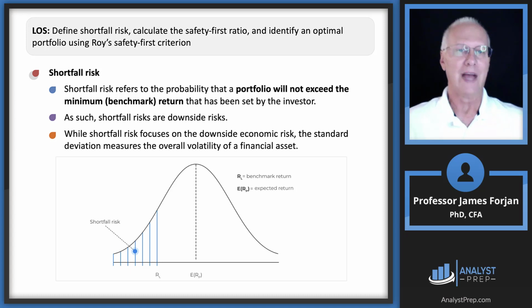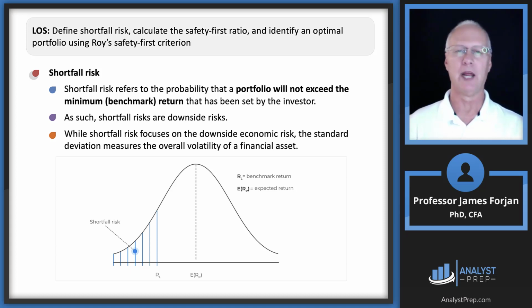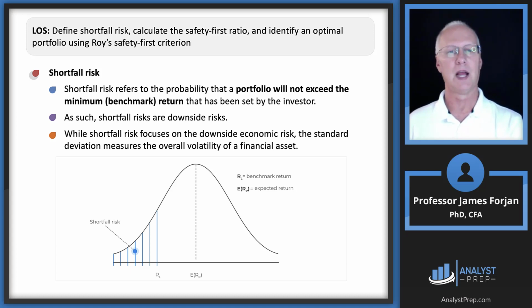So this LOS asks us to define shortfall risk, safety first ratio, and goes back to Roy's safety first criterion. And I'm so glad that this is known as Roy's safety first criterion. You'll hear me talk about Harry Markowitz and his efficient frontier many, many times throughout lots of these recordings. And when Harry Markowitz received his Nobel Prize in economics, he did mention Roy as being right there alongside of him, although Roy never did win Nobel Prize in economics. So this is super important stuff.